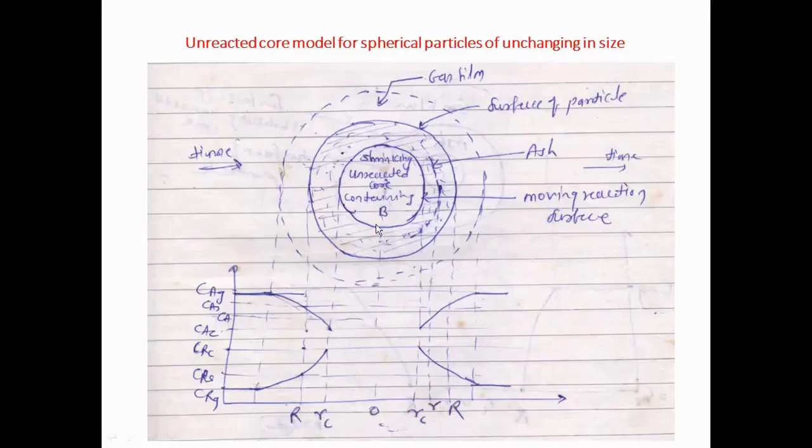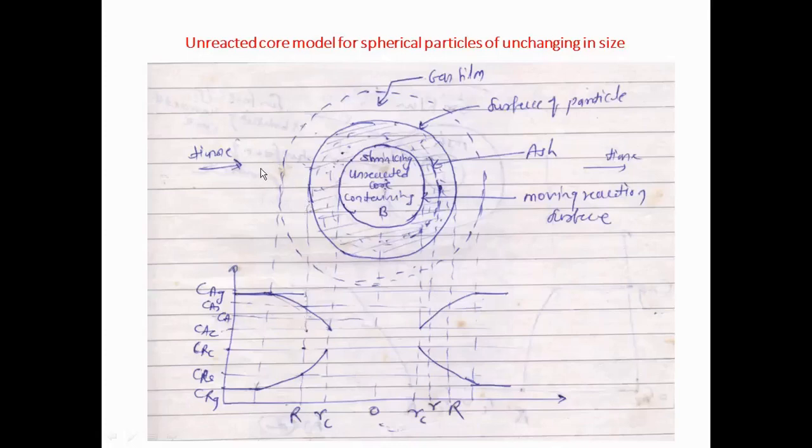Now A reacts with the solid on the surface of the unreacted core, and the product is formed. The concentration of R on the surface of the unreacted core is CRC. Whatever product is formed diffuses back through the ash layer toward the surface of the particle. The concentration of R decreases, and on the surface of the particle it is measured as CRS. Then it back diffuses through the gas film.